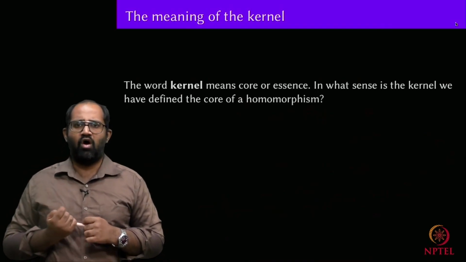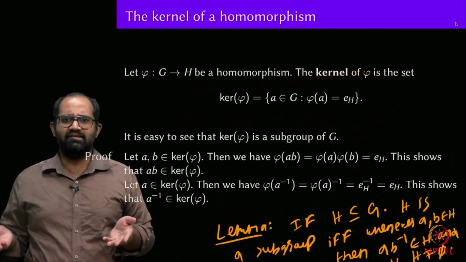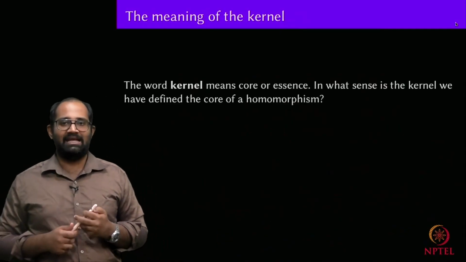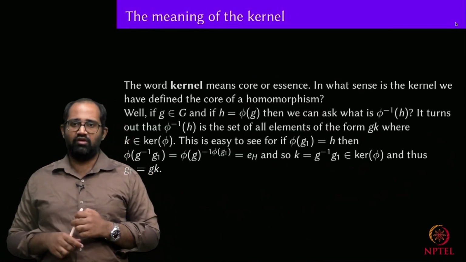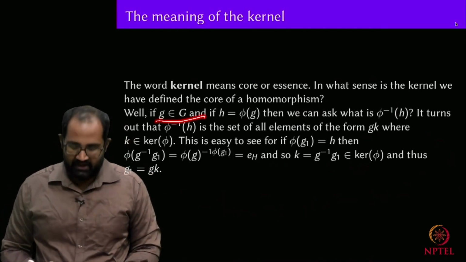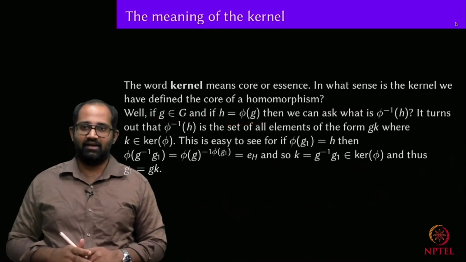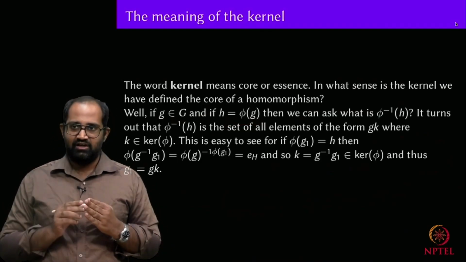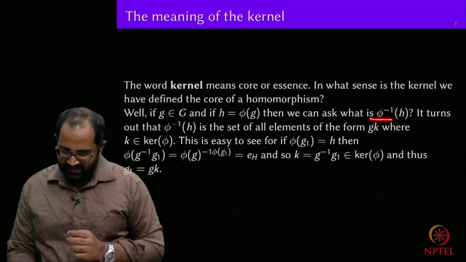Now, we have called this funny set the kernel of phi. In what sense is it the kernel? Why is it the core or the essence? We need to understand why we are calling that the core of the homomorphism. Well, that is not so difficult to understand. Take an element g in G and let h be the image. Then a natural question to ask is, what are all the other elements in G that get mapped to the same h? In more fancy terminology, what is the pre-image of h under phi?